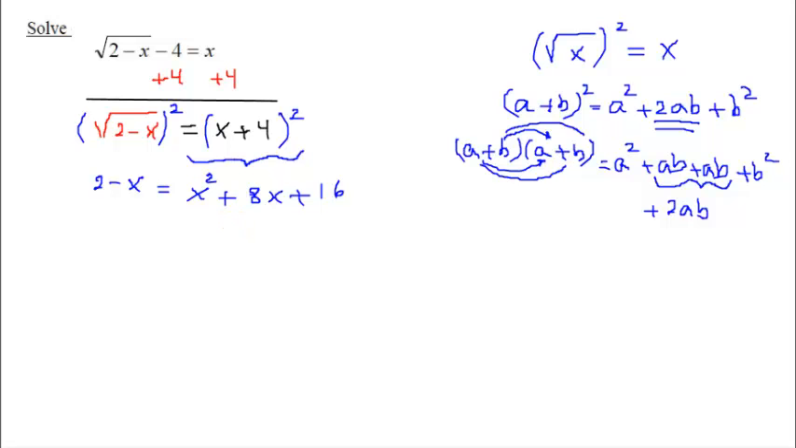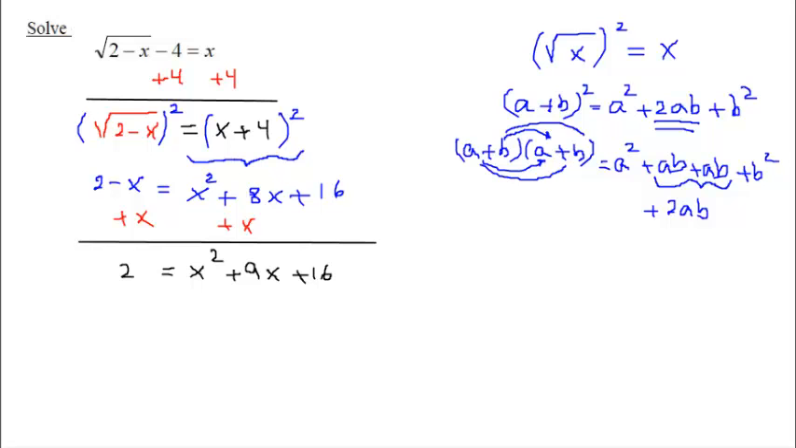Okay, so the next step would be to move everything to one side of the equation so we can solve for x. I can add x to both sides of the equation, and I would get x squared plus 9x plus 16 equal to 2. Now if I subtract 2, I would get x squared plus 9x plus 14 equal to 0.